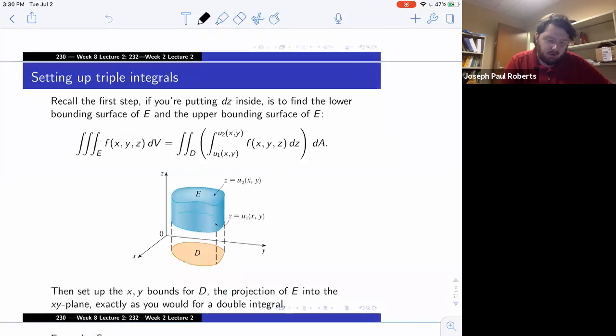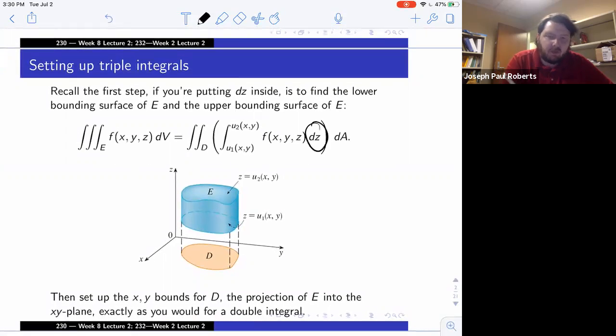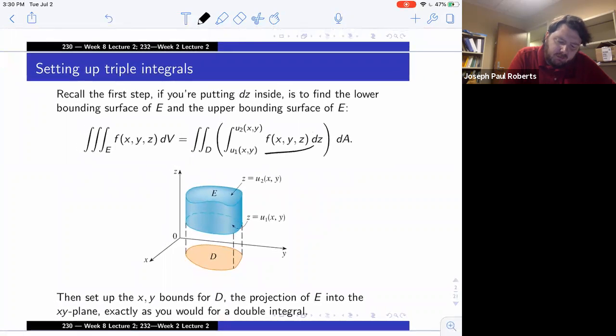All right, so like I was saying, for this, let's start off by putting dz on the inside. And so what do you do with the z bounds? The z bounds correspond to the bottom and top surfaces. So the bottom surface is your lower bound, and the top surface is your upper bound.